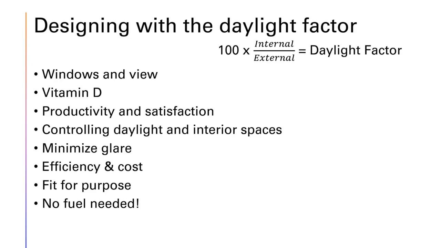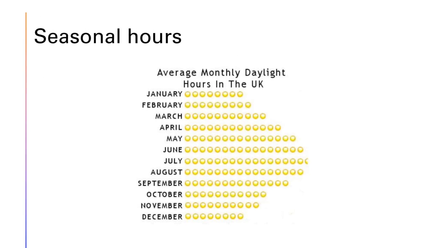It provides enough resources without having to produce electricity from fossil fuel or photovoltaics such as solar panels. That will equal the daylight factor. So wherever the architect prescribes, that's how we can work out how much electrical light, internal light, that we'll need to provide. As part of that, we have something called seasonal hours.